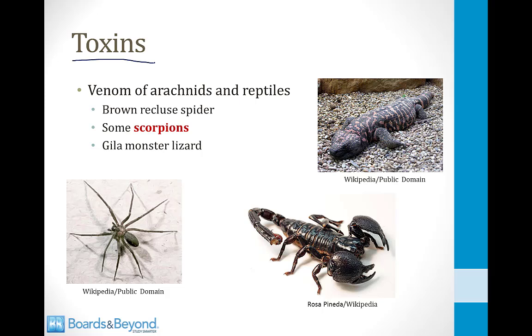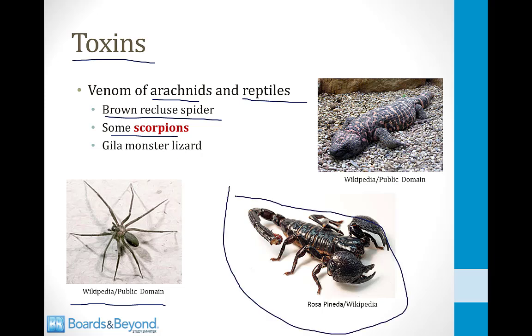Toxins are a well-described cause of acute pancreatitis. In particular, the venom of some arachnids and reptiles are known to trigger acute pancreatitis. The brown recluse spider is a classic cause. At the bottom left side of the screen is a picture of a brown recluse spider. Some scorpions have venom that can trigger acute pancreatitis. There's a picture of a scorpion here to remind you of that.